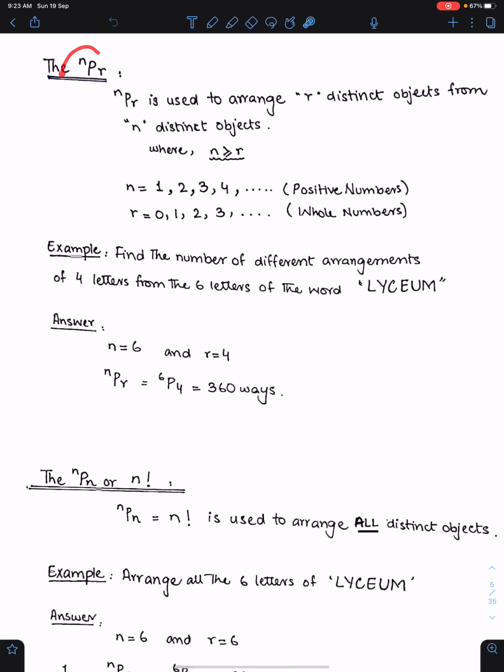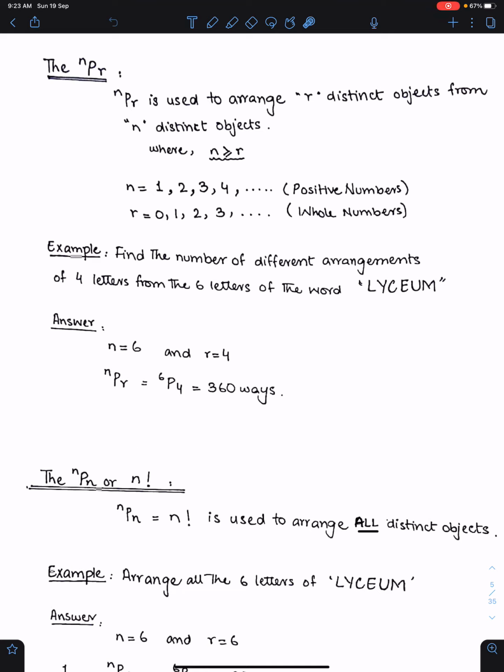We use this when we have to arrange less number of objects from n, and we use nPn or n factorial, they both mean the same thing. nPn or n factorial means the same thing, and this is used to arrange all distinct objects. When you have to arrange all objects, then you should use this thing or this thing.